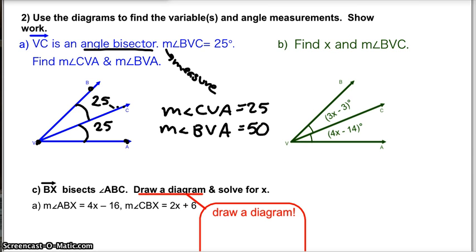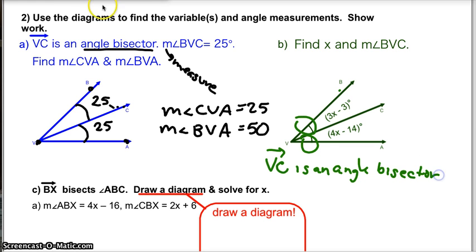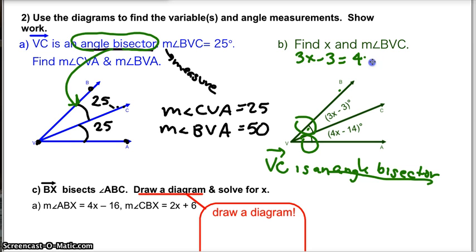So over here in the next one, it's asking you to find x, and then the measure of BVC. Do you see these little markings right here? That's telling you that VC is an angle bisector. So I can either write it in words and you mark it, or I can mark it and you understand that it's an angle bisector. But if it's an angle bisector, that means that these two pieces are equal. So that means the expressions that represent them are also equal. So we have an equation.